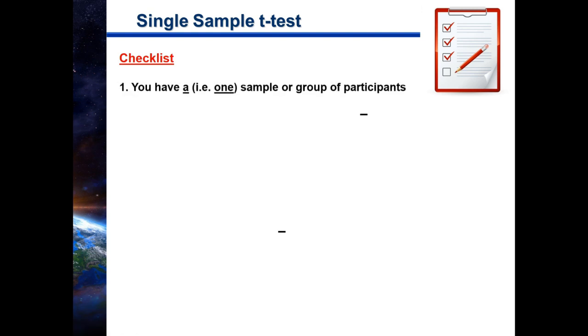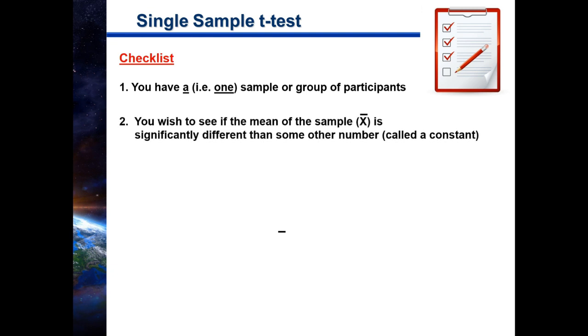And first on this checklist is you have, in other words, one sample or group of participants. Now that's important, and I can't tell you how often I see somebody using the single sample t-test when they have two sets of data or two groups that they've collected information on and they're trying to compare two means. Well, that is not a single sample t-test. You have one set of participants, one group of data. Okay?